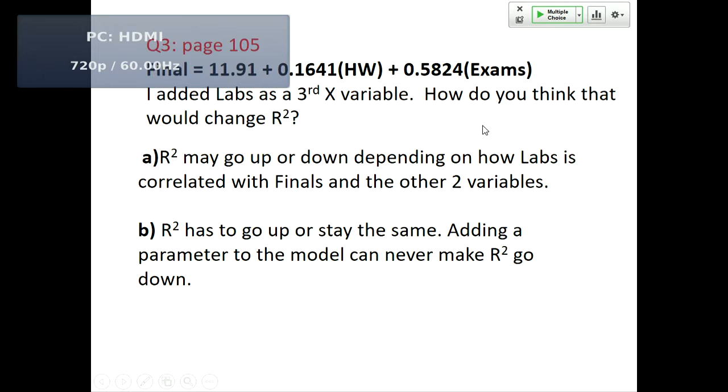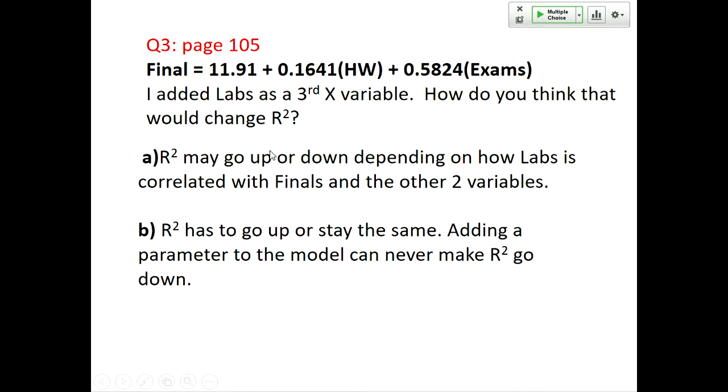So our next one is this. Okay, so I added labs as the third X variable. How do you think that would change R squared? So you have to think R squared. What is R squared? It's the correlation between your predicted values of the final and the actual values. All right, so if you add another variable, how would that improve your predictions?